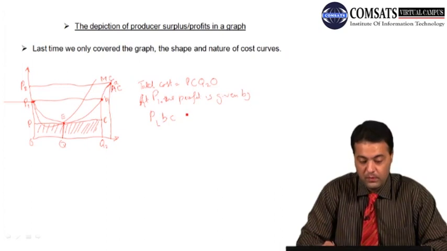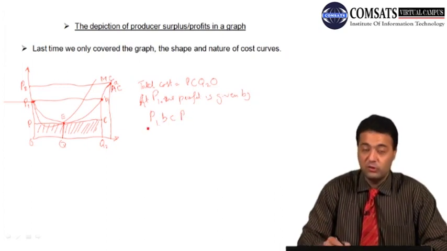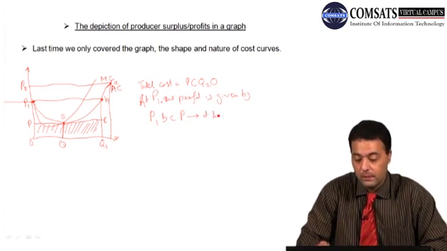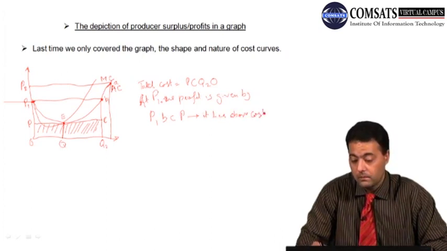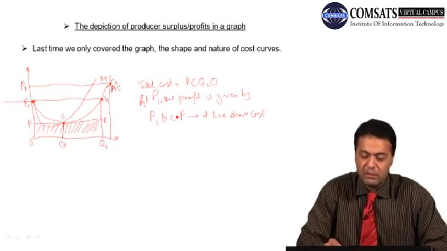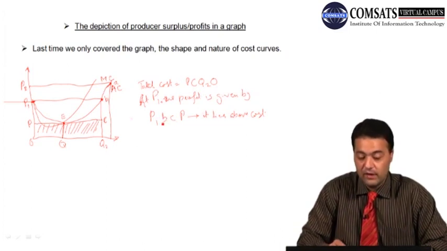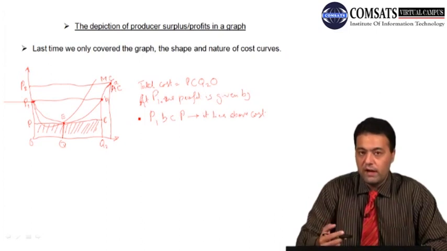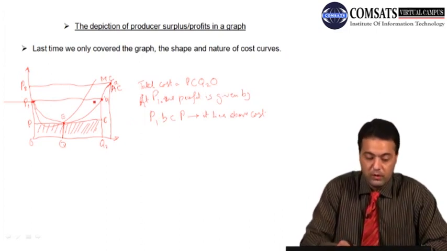Anyway, at P1, the profit is given by area P1, B, C, P. That's your profit area, and that's profit area because it lies above the cost. Right? So the P1 B C P area lies above the cost, so naturally that would be the profit of the industrialist. But what if the price goes to P2?